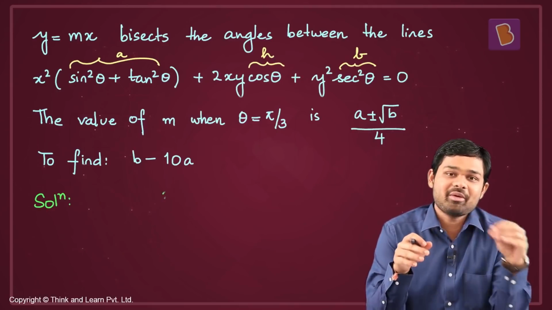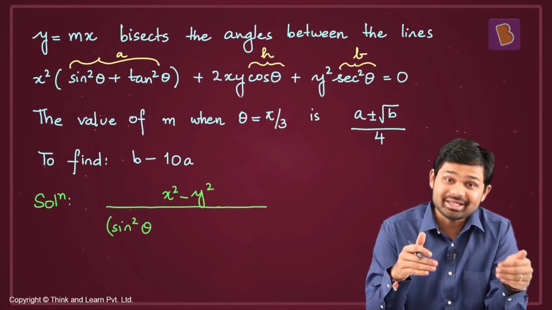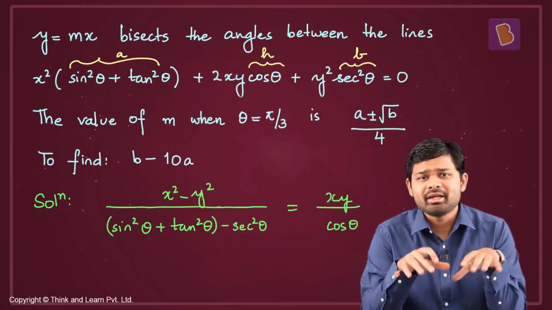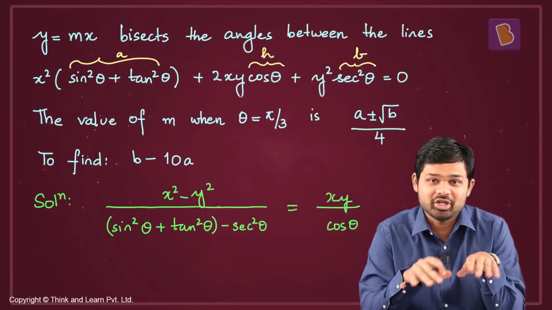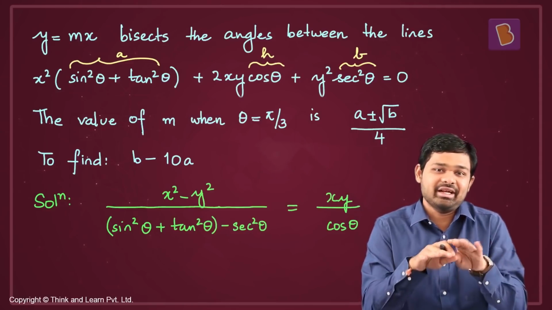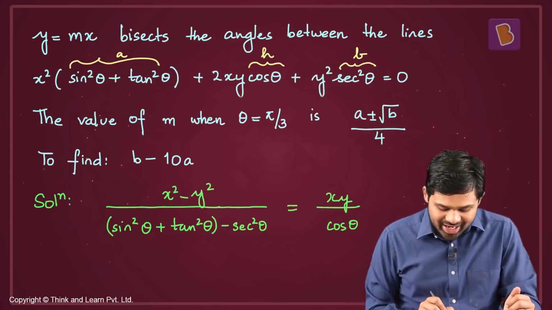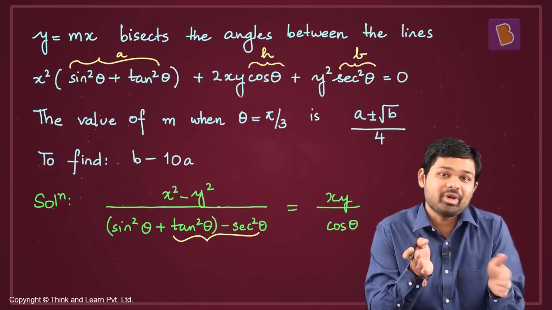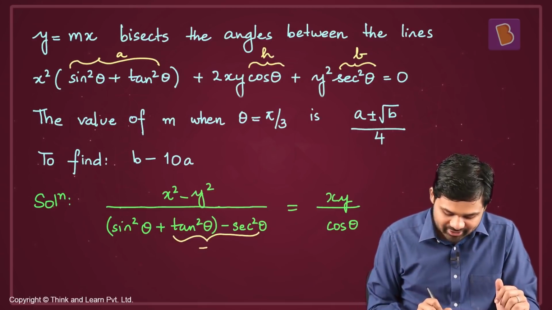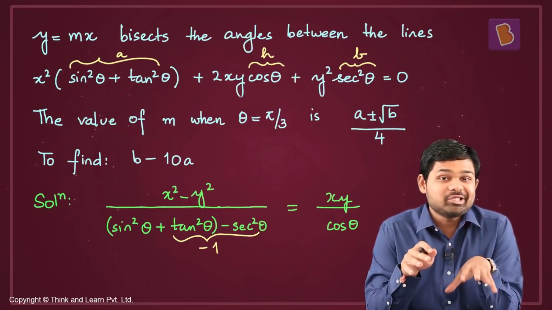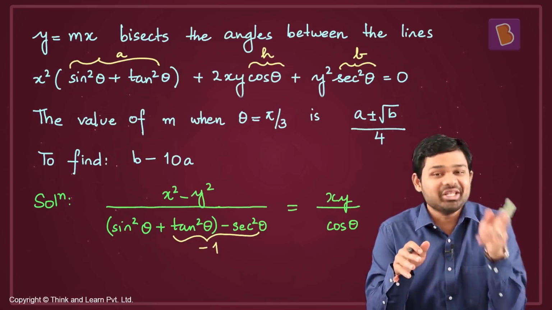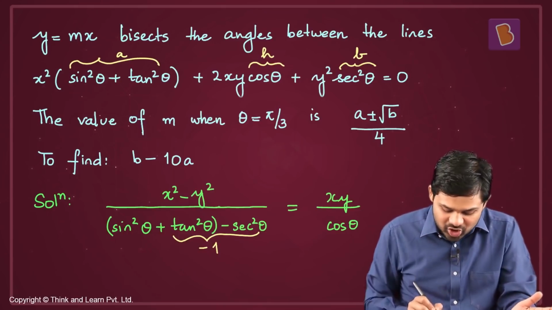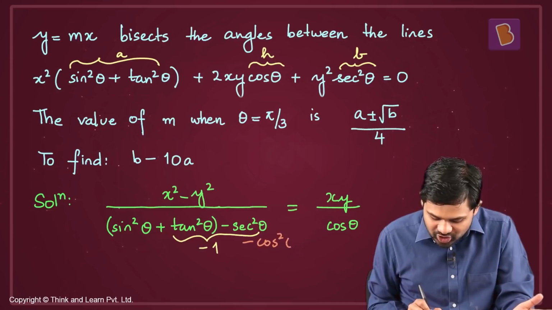So it's going to be nothing but x square minus y square divided by sine square plus tan square minus secant square theta equal to xy divided by cos theta. Now I'm going to do a little bit of mathematical manipulation. This is where the concepts of straight lines end, and now it's all mathematical manipulation. So I have tan square theta minus secant square theta. I know what is secant square minus tan square, that's equal to 1. So this is going to be equal to negative 1. So then I'm left with sine square minus 1 in the denominator. I know what is 1 minus sine square, that is cos square. So sine square minus 1 is minus cos square. So the denominator is nothing but minus cos square theta.